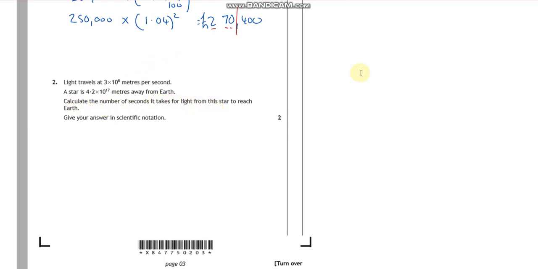Well, you could do a speed equals distance over time calculation, couldn't you? And say, if you're looking for the number of seconds, if you're looking for time, then distance over speed is going to be equal to time. You could do that. But if you're not sure about that, let's think about it. You're saying that you can go 3 times 10 to the 8 meters in 1 second, yeah? And you're trying to get to 4.2 times 10 to the 17 meters, and you're asking how many seconds that is going to be. So you have to times them by.